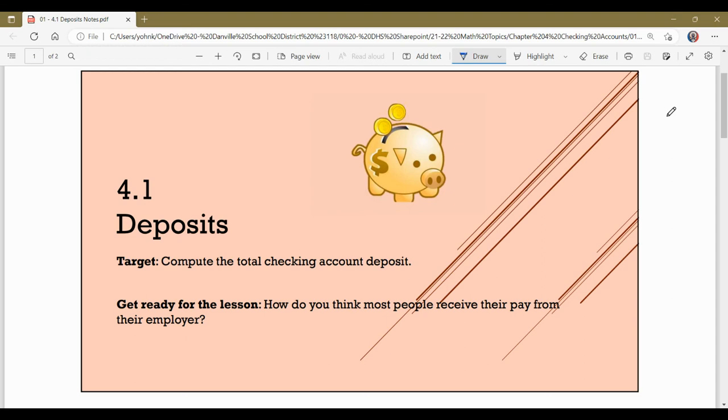Hey kids, welcome to section 4.1 deposits. Today we're going to learn how to compute the total checking account deposit.